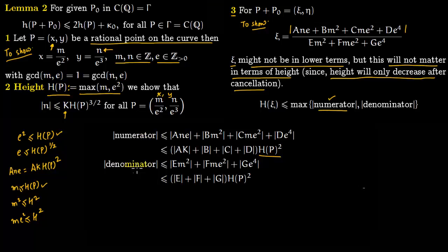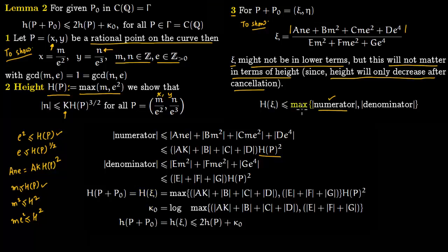So we have this value for the numerator and denominator. So height is the maximum of the absolute value of the numerator and denominator. So our height is less than or equal to the maximum of numerator or denominator, but our numerator and denominator are again less than or equal to this. So this entire thing we are copying right here, and this entire thing we are copying right here, and you see hp square is common, this we keep outside. So just using this inequality right here along with these inequalities.